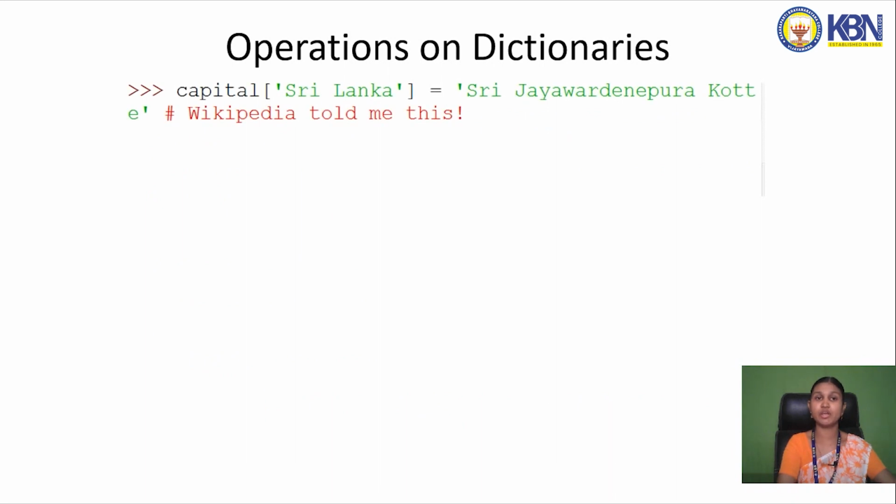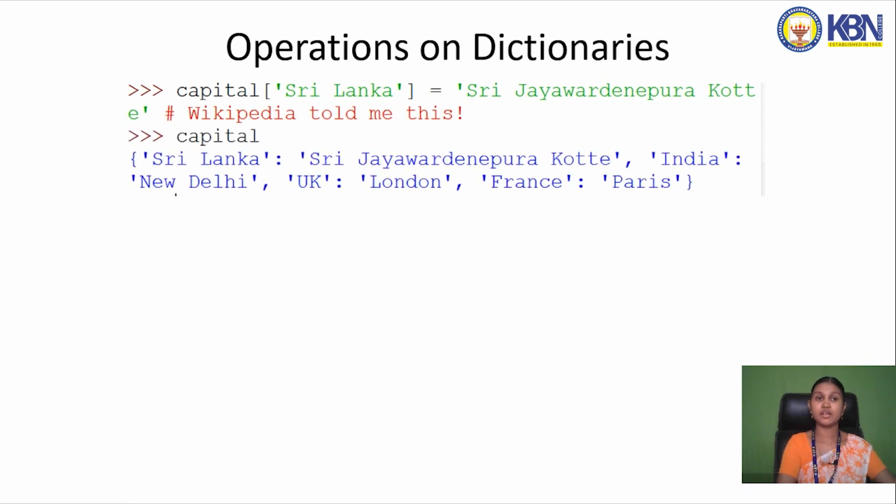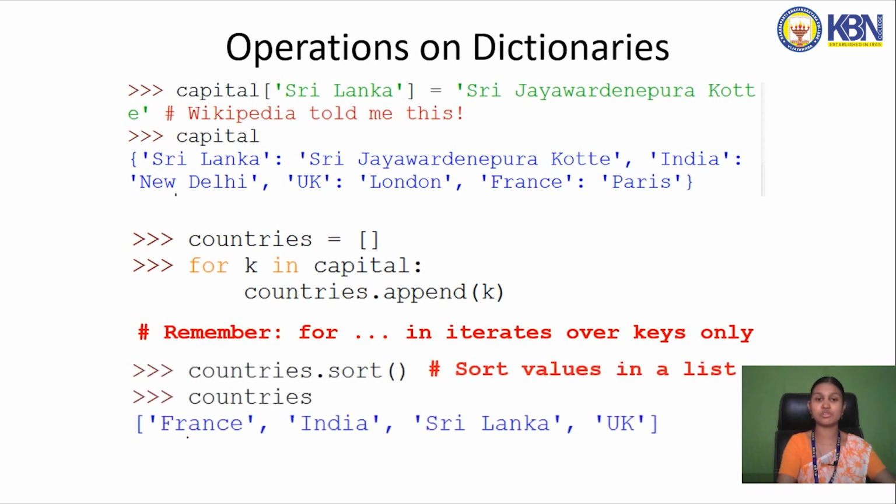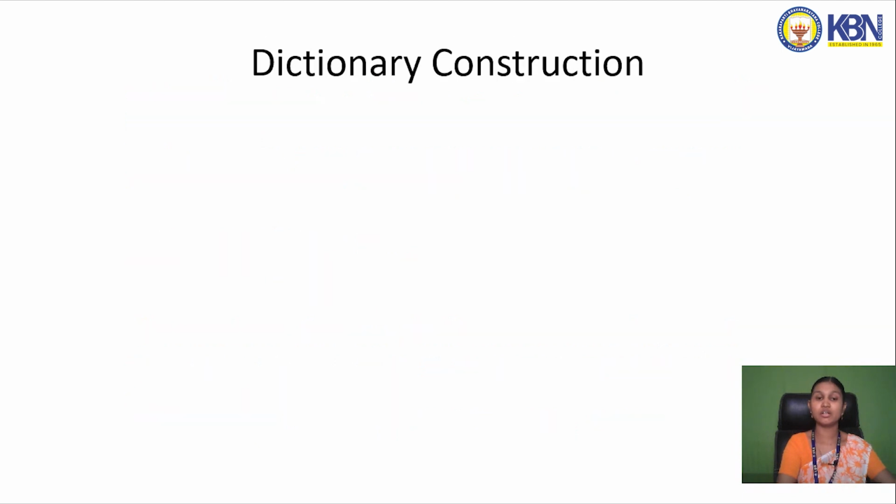Operations on dictionary. Here you assign the value to the variable with square brackets also. And the next one, you update the value, whether it is inserted or replaced, and you can use the dictionary for looping also. In that for loop I am appending the k value. Remember, it iterates over keys only, not values. And the countries you can sort, in ascending order or descending order.